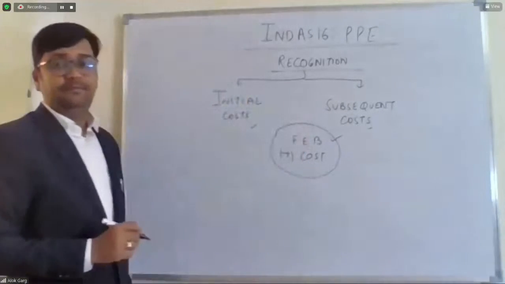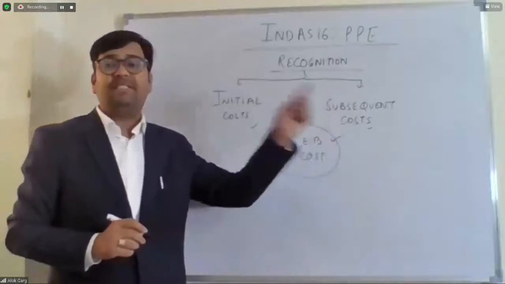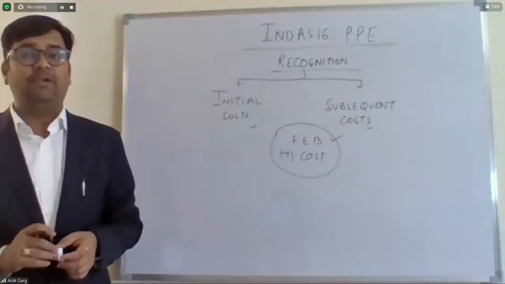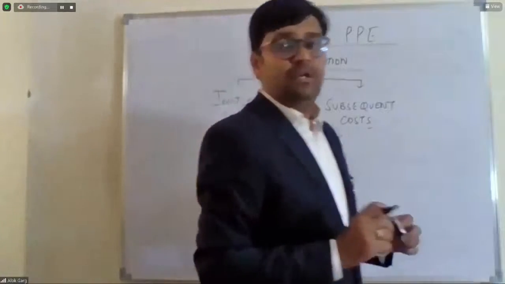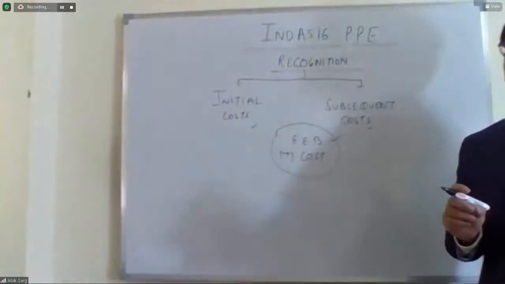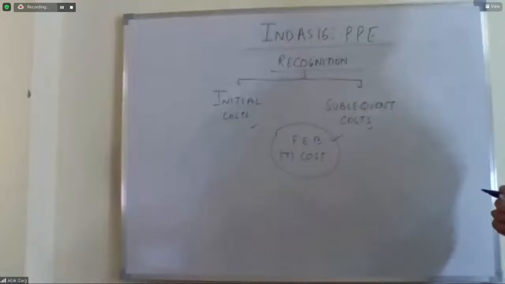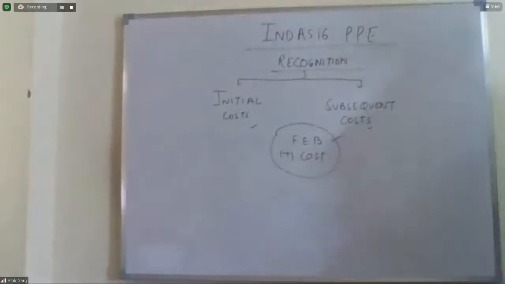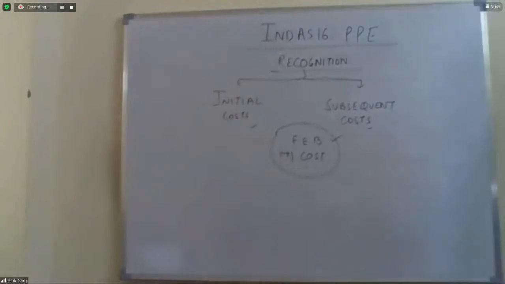Now I'll ask one thing. Sir, what is meant by subsequent cost? What is meant by initial cost? Initial cost means when the company has acquired a truck, whatever amount the company has incurred on purchasing the truck, it is an initial cost.